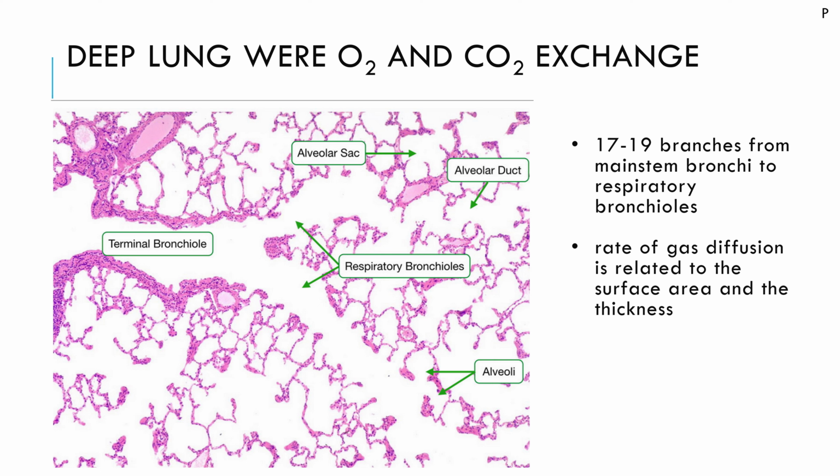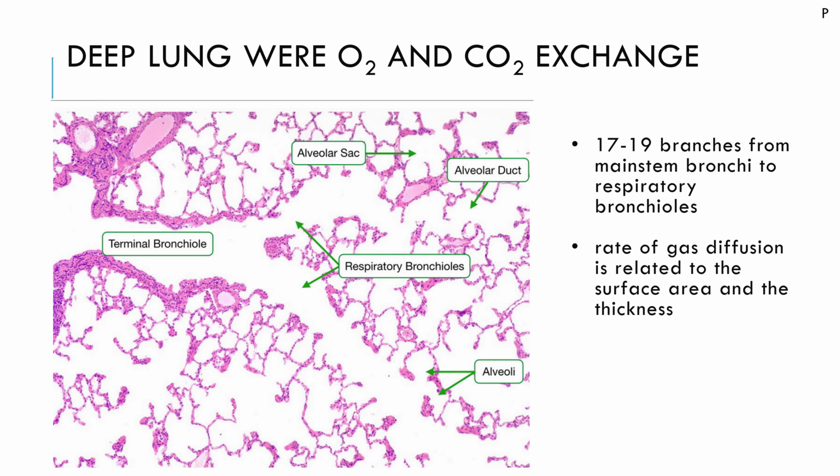If you count the number of branches from the main stem bronchi just below the trachea, all the way down to the respiratory bronchioles, all the way down at the end, there's about 17 to 19 branches. So the branching in the lung is extensive.